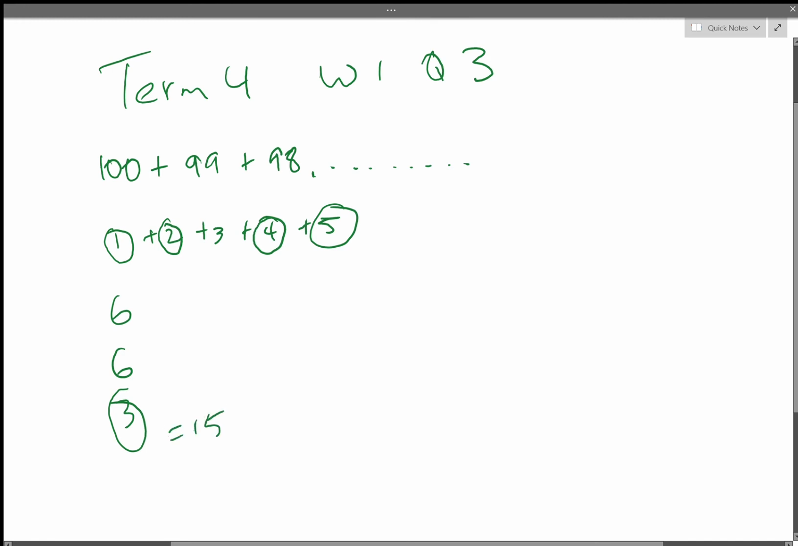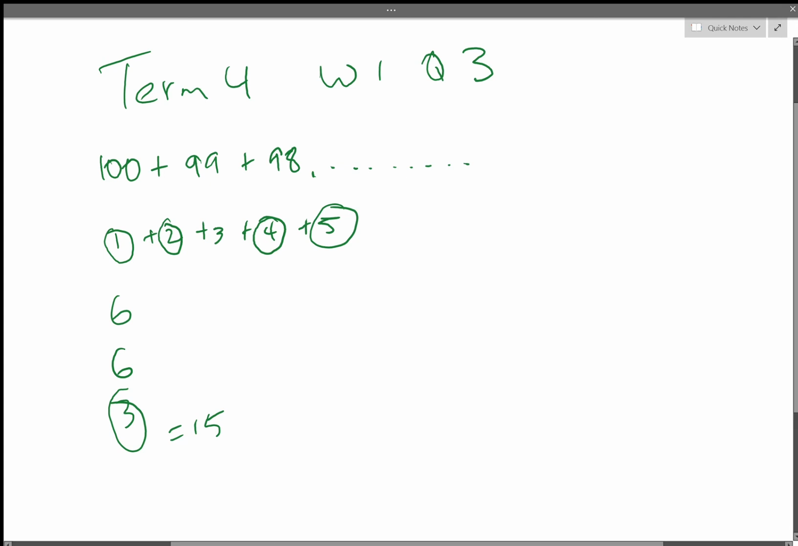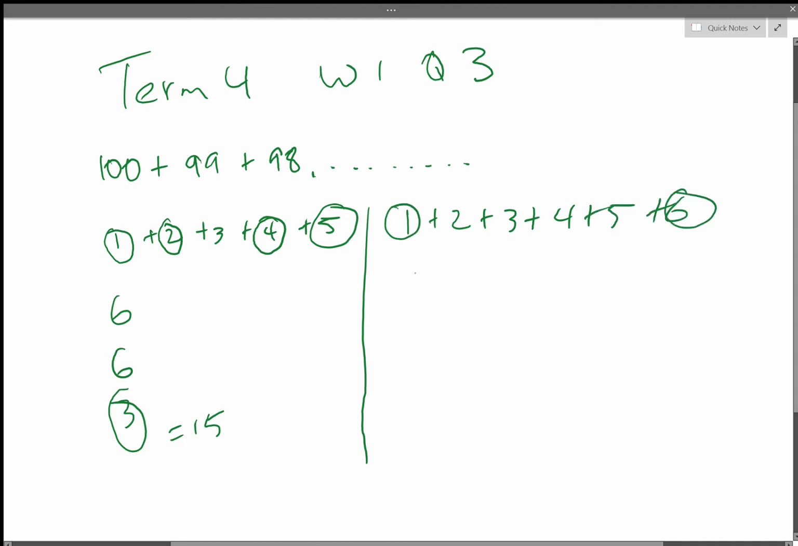Now, it's hard to see the pattern here, but how about if we extrapolate it onto something bigger? The pattern works here, but I'll show it to you in a slightly bigger one. So 1 plus 2 plus 3 plus 4 plus 5 plus 6. Now you add them together, you get 7, 7, 7, 3 times, which adds up to 21.